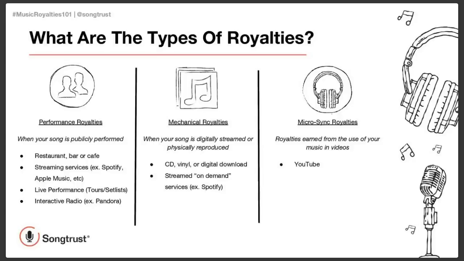Lastly, which will be the focus of our session today, we have the microsync royalties. And microsync royalties actually refer to the royalties from the use of your music in videos such as YouTube videos, but microsync is more of a right type, like a license, rather than a royalty type. Microsync uses can generate both performance and mechanical royalties, just like streams. And the royalties that are generated from these microsync uses are called microsync royalties.